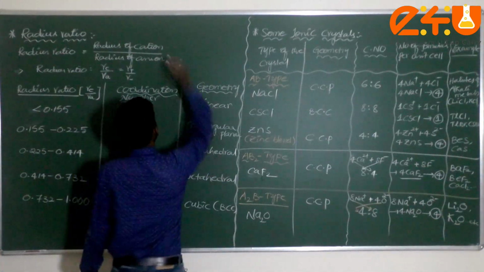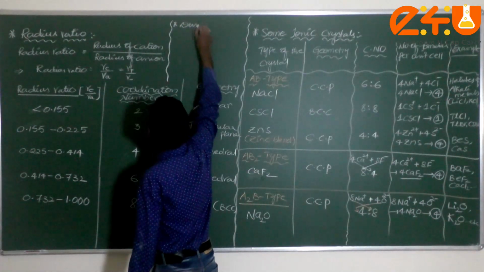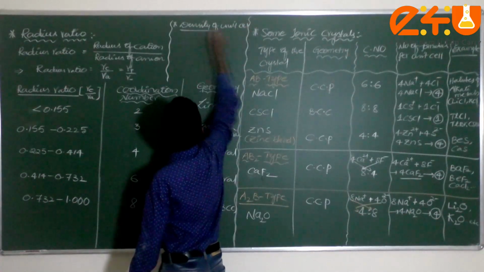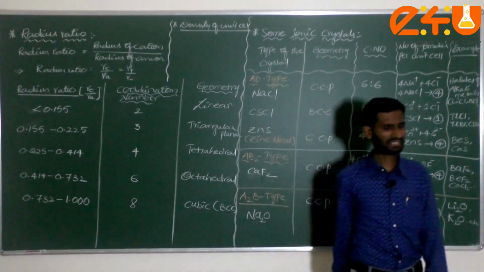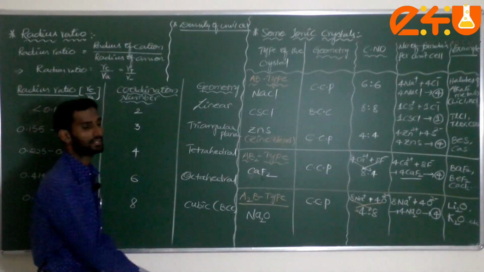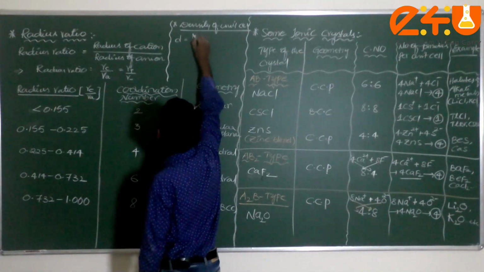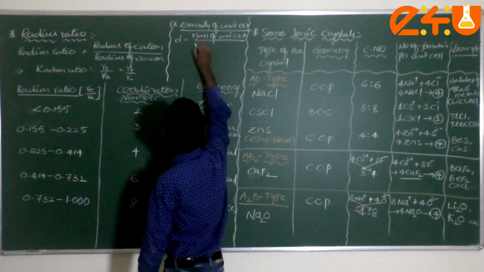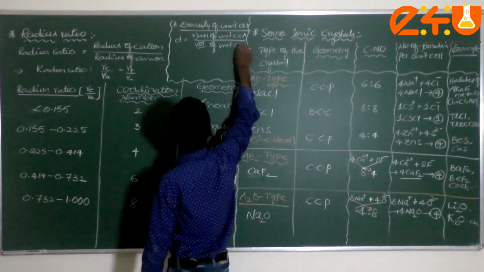Next, a small formula is there, dear student, that is density. What is the density of the unit cell? Already we know it. Density is defined as the ratio of the mass of the unit cell to the volume of the unit cell. It is represented by D, so D is equal to the mass of the unit cell divided by the volume of the unit cell.